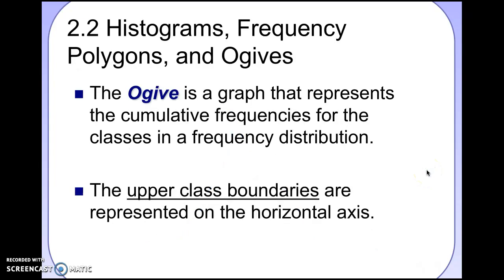The last type of graph is called the ogive. The ogive is a graph that represents the cumulative frequencies for the classes in a frequency distribution. The upper class boundaries are represented on the horizontal axis. The upper class boundaries are used since the cumulative frequencies represent the number of data up to the upper boundary of each class.